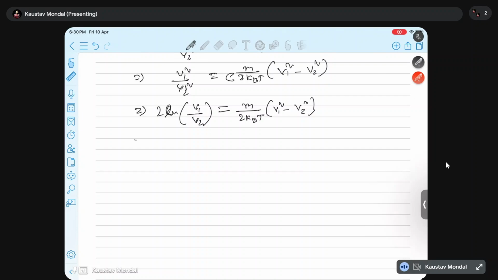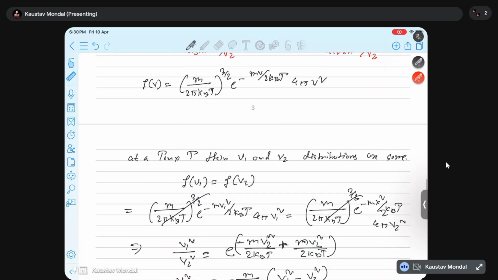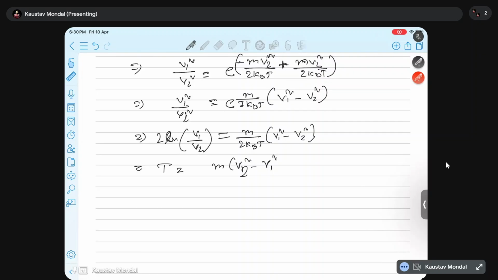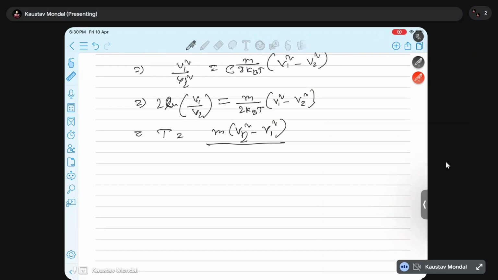So now T will become m into v2 square minus v1 square. In the answer they have written v2 in front, so v2 square minus v1 square, and to compensate for the negative term, we can write the ln as the opposite ln, like inverting the expression inside the ln, right? So v2 by v1, right? In that case, a negative sign will appear as a multiplier with the ln.